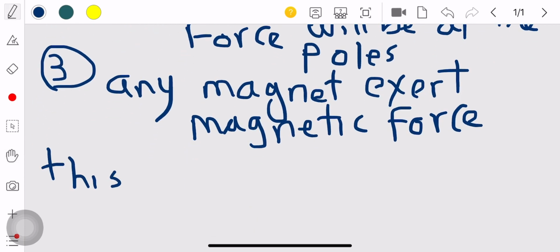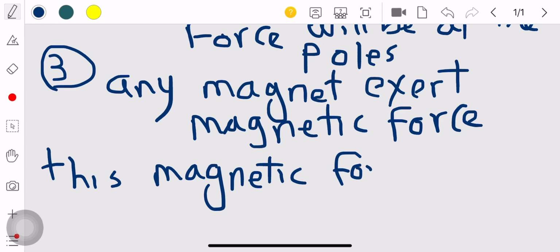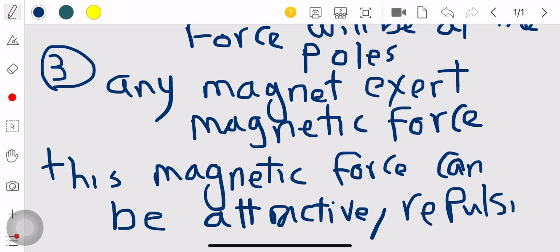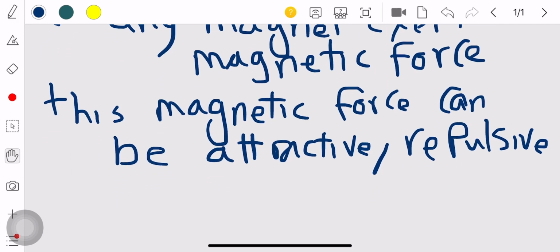This magnetic force can be attractive magnetic force, or it can be what? Repulsive force. Can you predict when it will be attractive or repulsive, as we did with the charges? Who can tell me? Number 4.